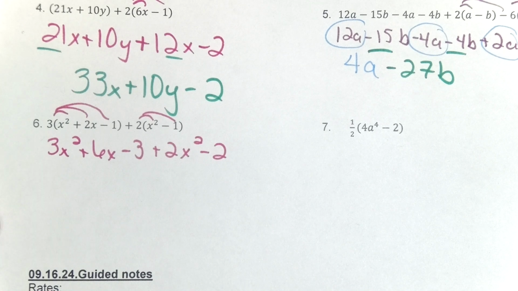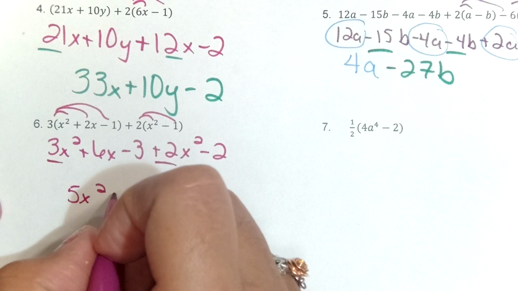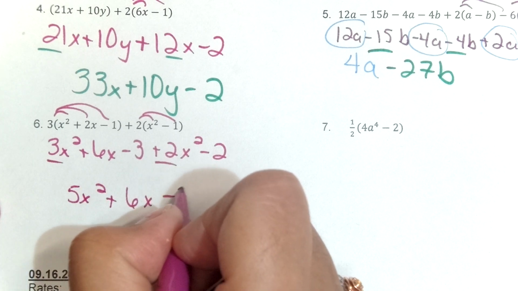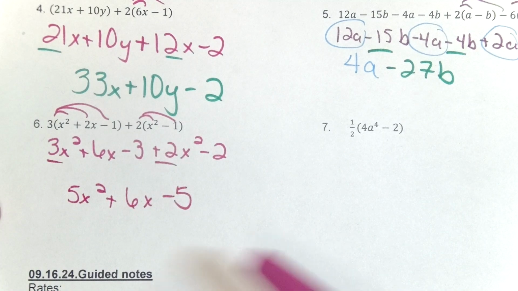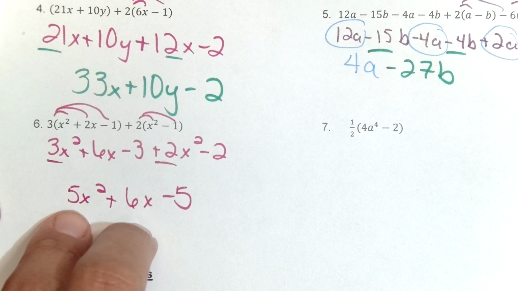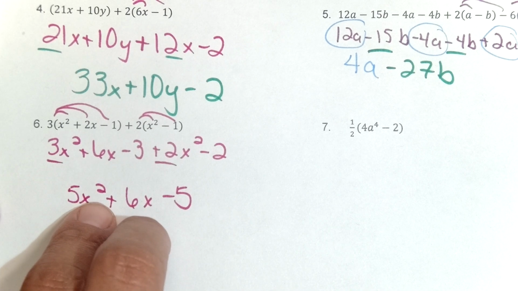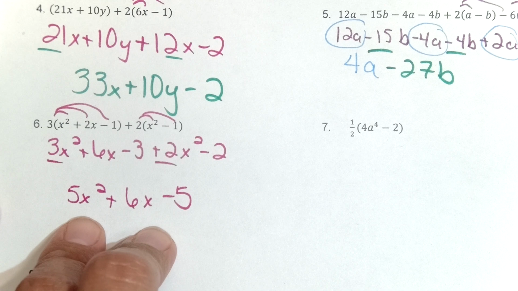Okay. Combine like terms. We have 5x squared plus 6x minus 5. Why am I not combining the 5x squared and 6x? Because of the square. Even though they have x's, doesn't mean that they're like terms. Okay?